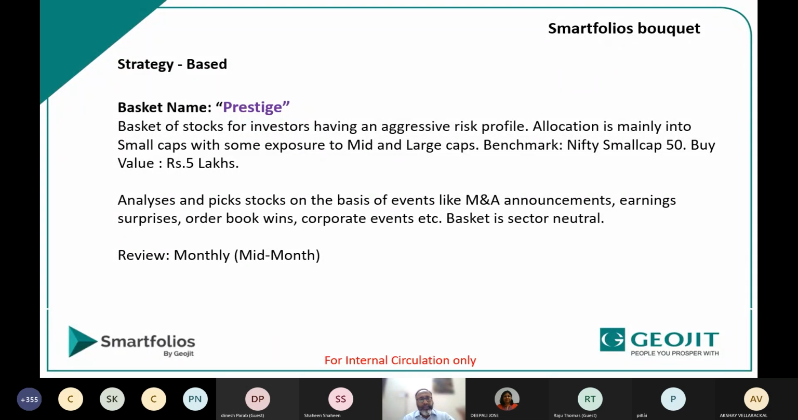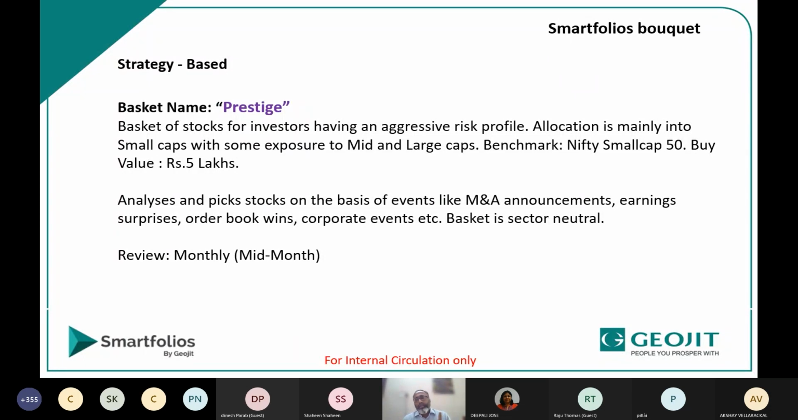It will also have high churning, right? Every month, as you can see, the review is done in the middle of every month. In fact, Prestige was recently rebalanced 2 days back. So every month, the rebalance, the review happens, and we suggest some stocks to be exited, and instead of that, some stocks to be bought.